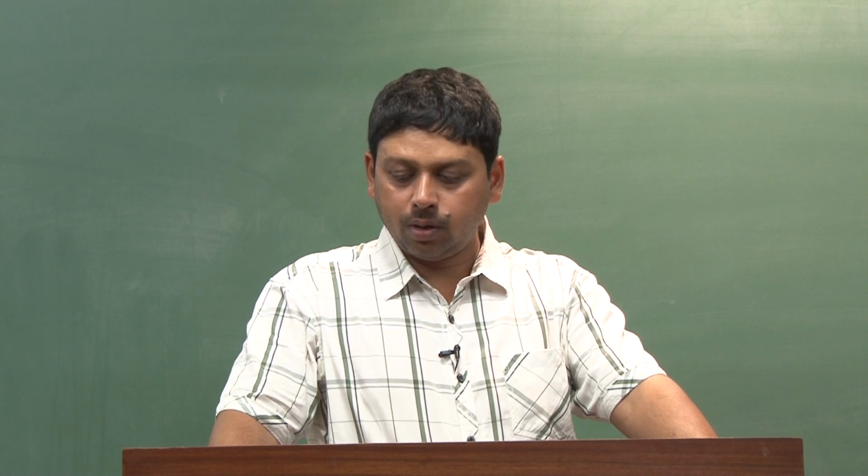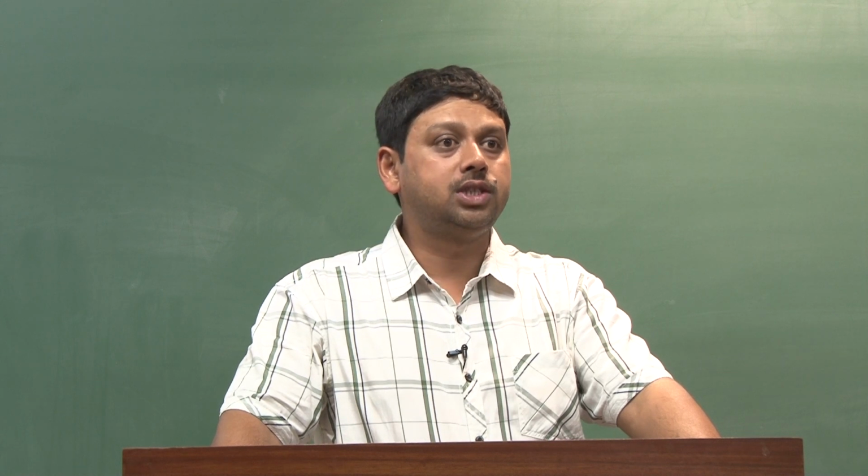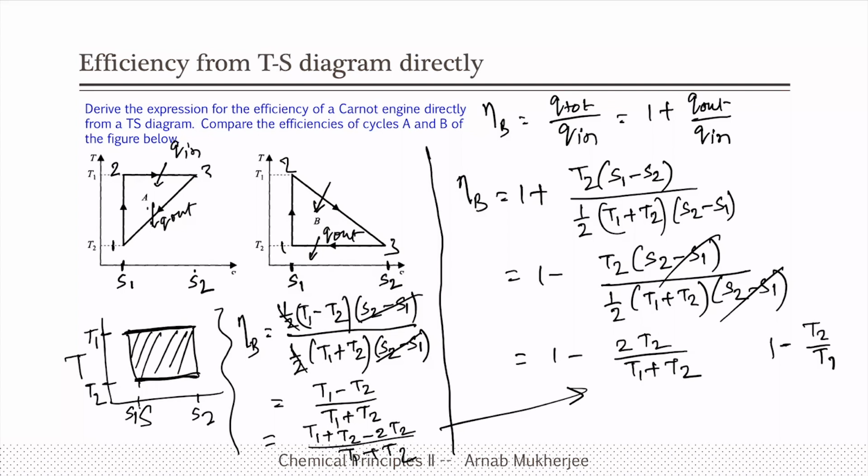Now, the question is whether this one will have more or less the efficiency of the Carnot engine. So, this is 1 minus 2 T 2 by T 1 plus T 2, right.